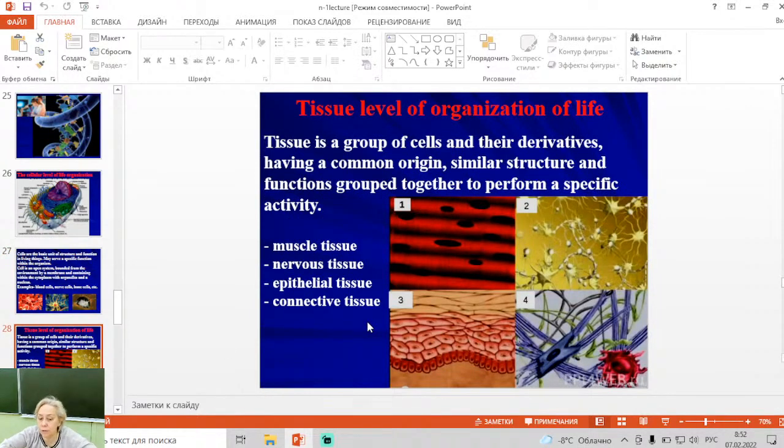Next level of life organization, tissue level. What is tissue? Tissue is a group of cells and their derivatives having a common origin, similar structure and function, grouped together to perform a specific activity. On the slide you can see muscle tissue number 1, nervous tissue, epithelial tissue number 3, and connective tissue number 4.